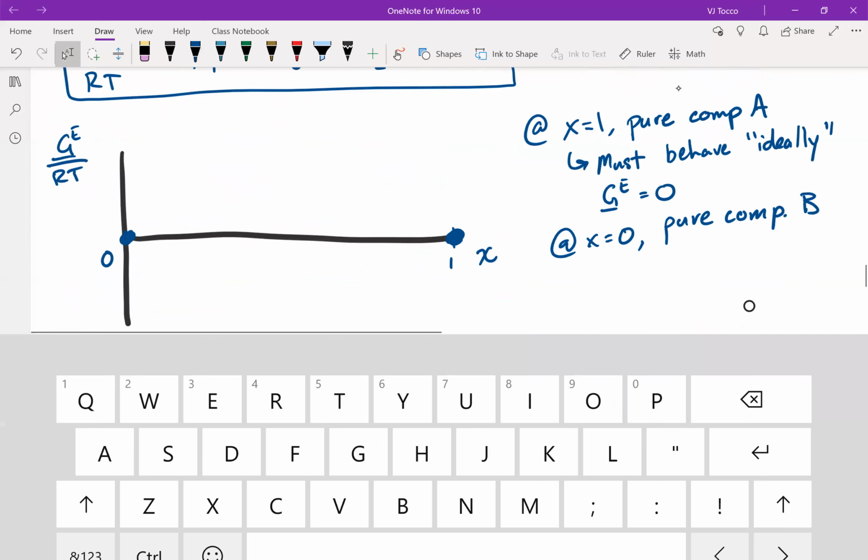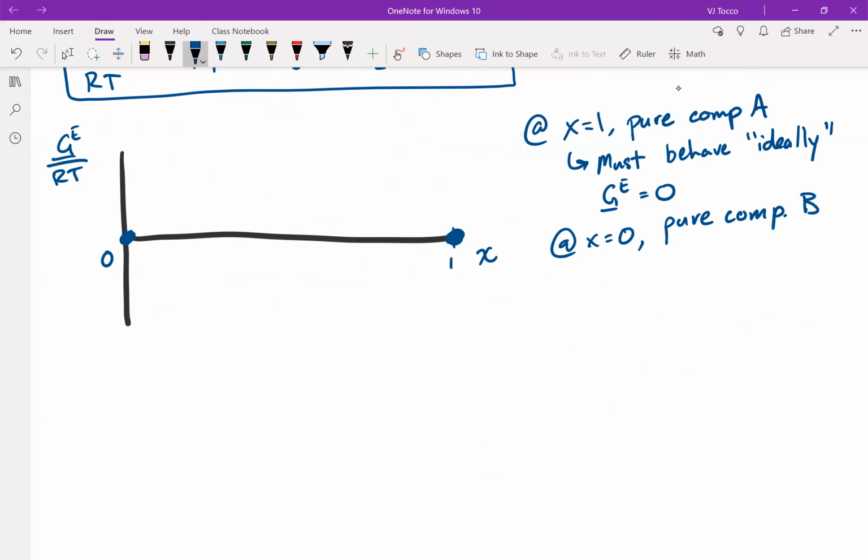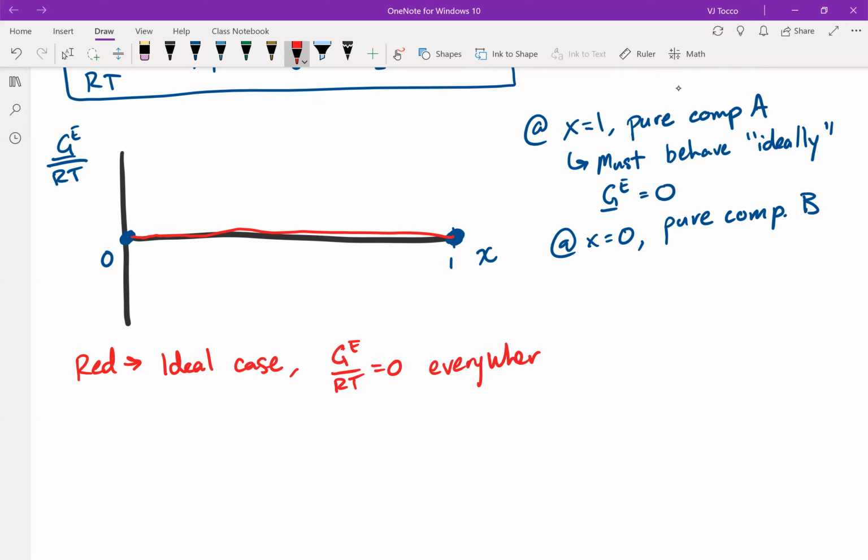The first possibility is I have a straight line. So let's see, dark blue is hard to read over black. If I have a straight line that connects the 2, this is for the ideal case, right? Because excess Gibbs free energy is equal to 0 everywhere. GE over RT equals 0 everywhere. So there is no excess, there is no deviation from ideal conditions.